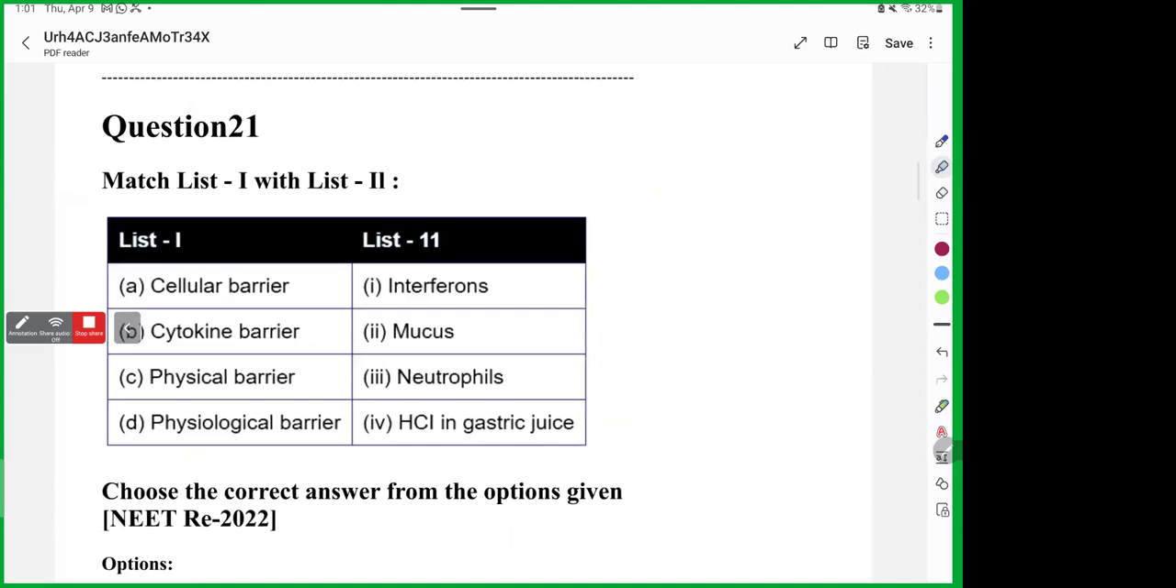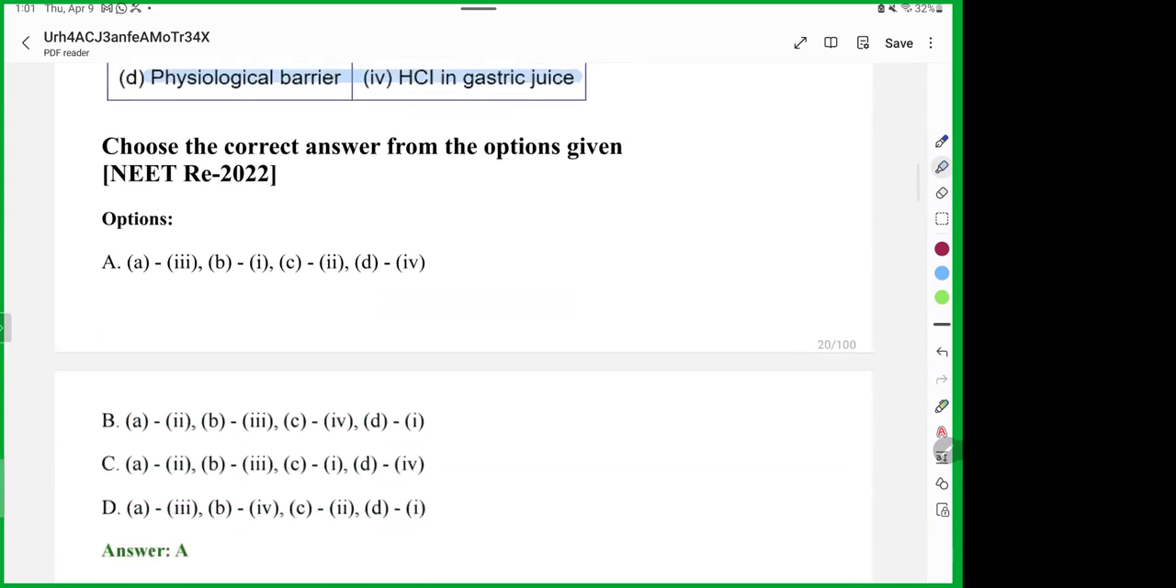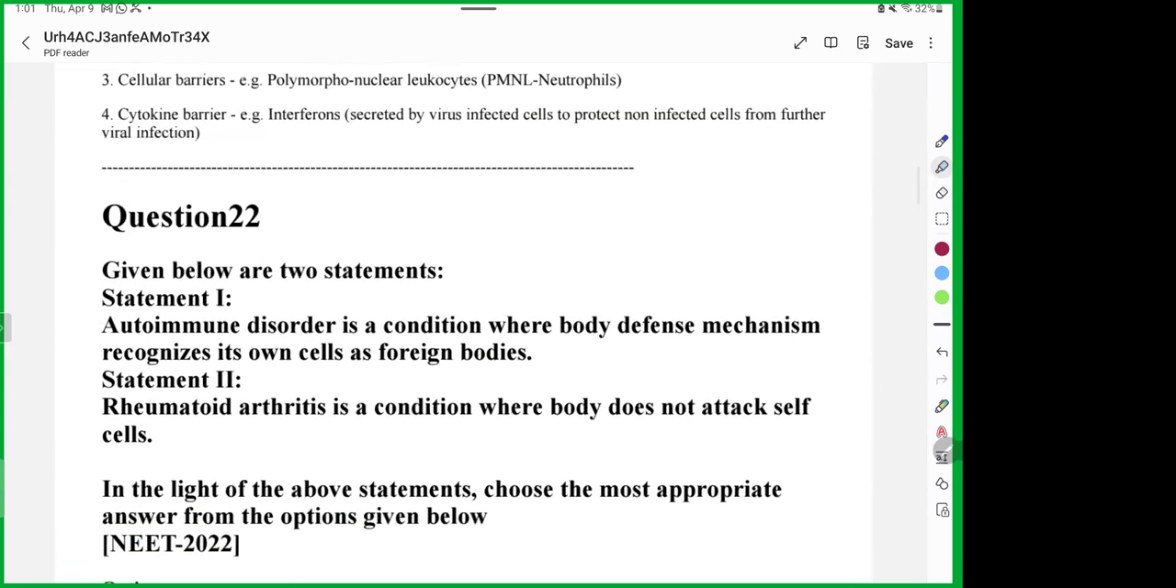Next, Nikki: cellular, cytokine, physical and physiological, right? Next.